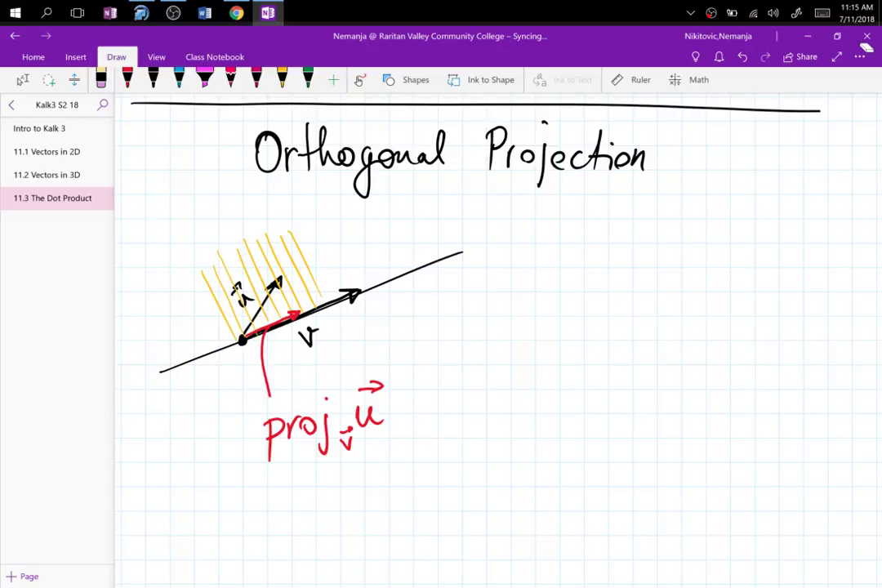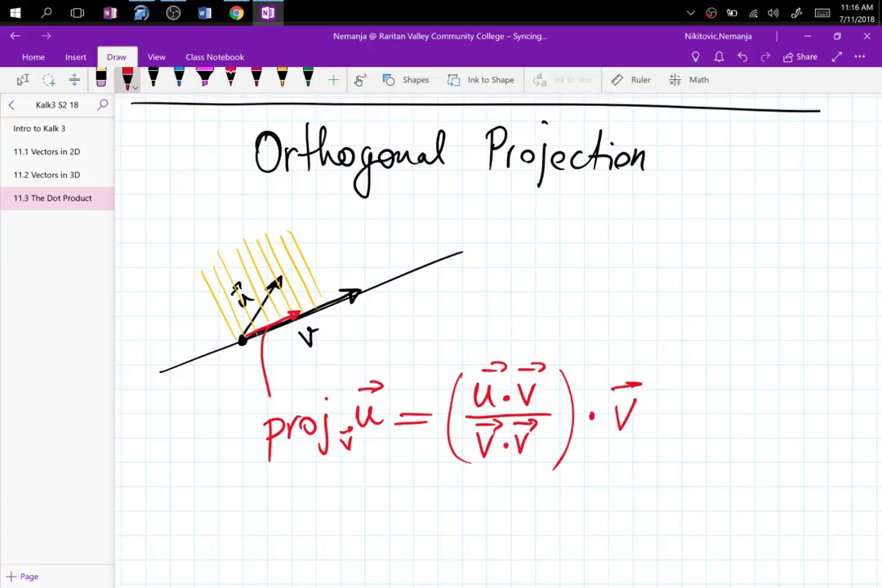Formula for projection. Derivation is in the book if you're interested. I will explain what the parts of this formula are. So projection is given as u dot v divided by v dot v, all of that times v. Now these are magnitudes.